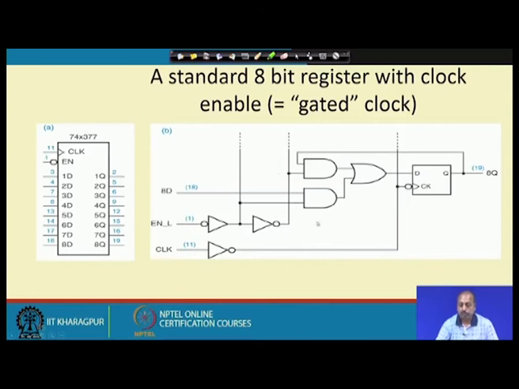So, this extra part that we have put here, that is like a multiplexer type of structure, that is useful for selecting whether I am going to circulate the previous value because enable line was not active, or I am loading a new value because the enable line is active.